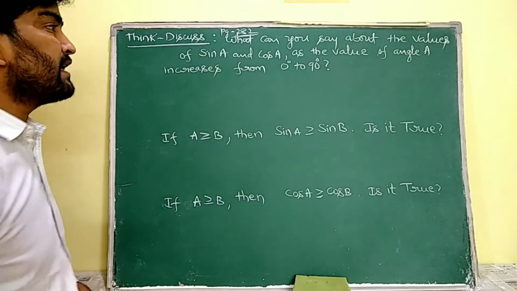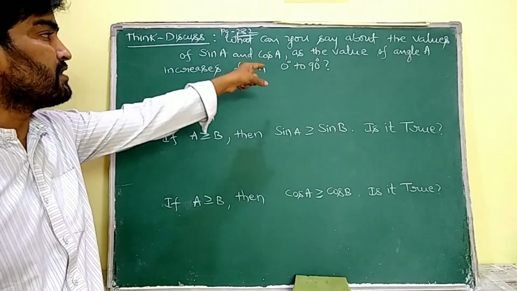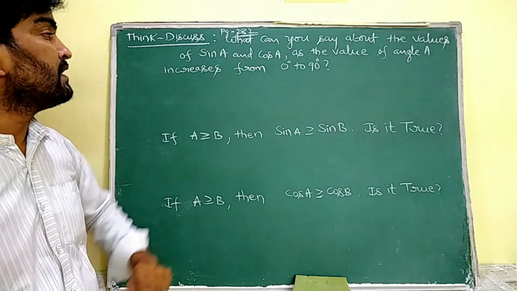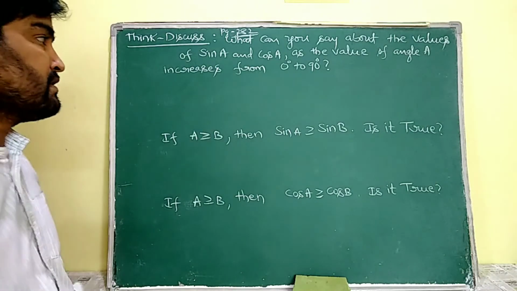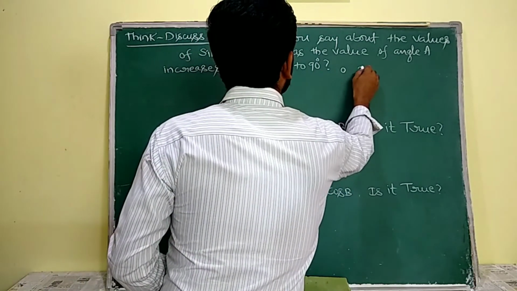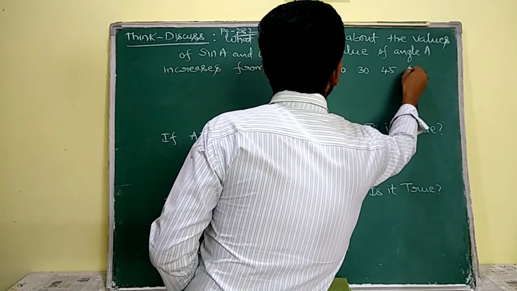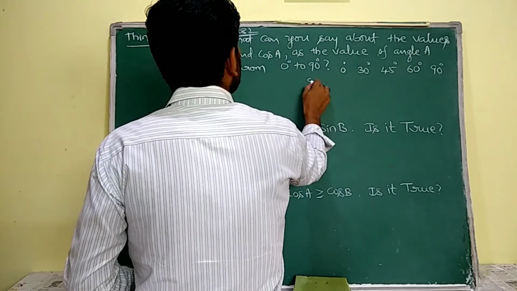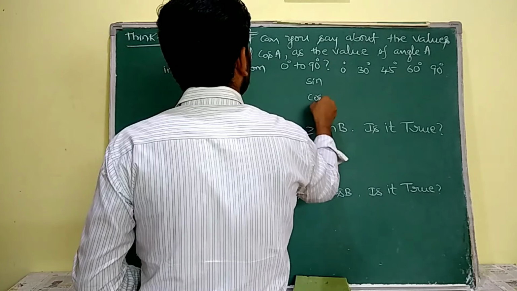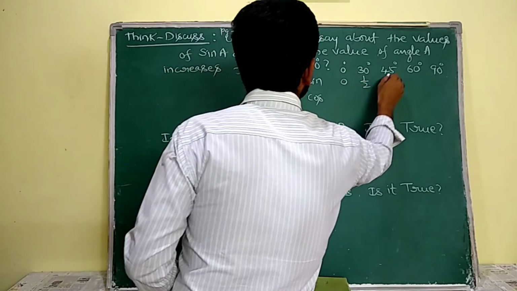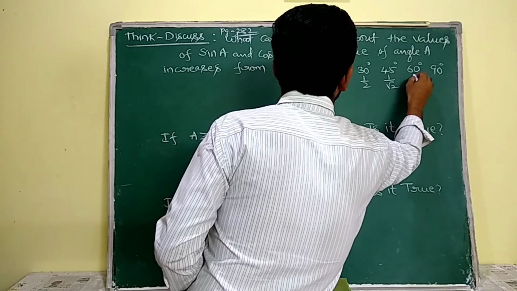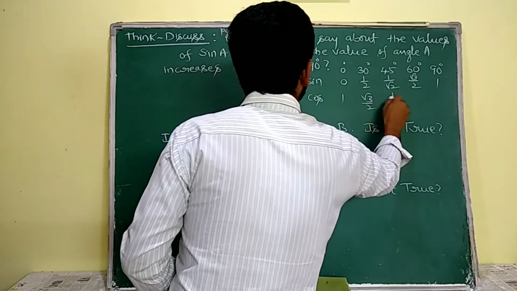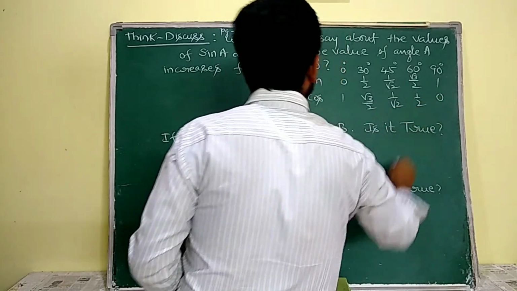See ma, think and discuss of page number 282. What can you say about the values of sin A and cos A as the angle values increase from 0 degree to 90 degree? See the values now: 0, 30, 45, 60, 90 degrees. For those specific angles, we have to see what is sine and what is cos. Sin: 0, 1 by 2, 1 by root 2, root 3 by 2, and 1. Cos: 1, root 3 by 2, 1 by root 2, 1 by 2, 0.